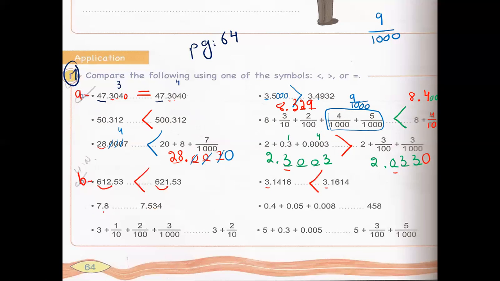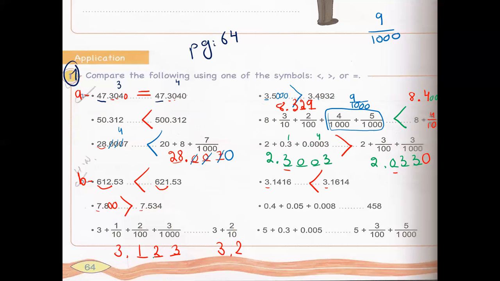7.8, 7.543. Same whole part. Look at the decimal part. We have 3 digits and 1 digit. We add 2 zeros. 8 is bigger than 5. Now, change this one to a decimal number. 3 dashes. The 10th is 1. The 100th is 2. The 1000th is 3. And here, 3.2. Same whole part on both sides.